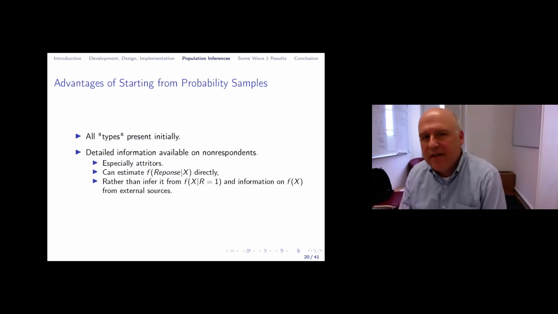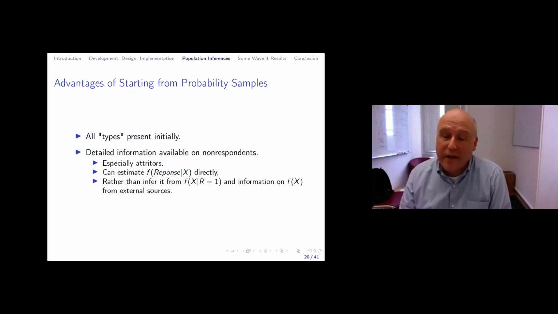So what do we think the advantages of starting from a probability sample are? We could have instead just gone to one of the pools of frequent web respondents that are maintained by the fieldwork agencies or by commercial marketing companies. We think one advantage of starting from a probability sample is that all types of the population are present initially. In our initial probability samples, we cover the whole UK population. In other words, we didn't have frame or coverage problems, and that's not necessarily clear with convenience or volunteer samples.